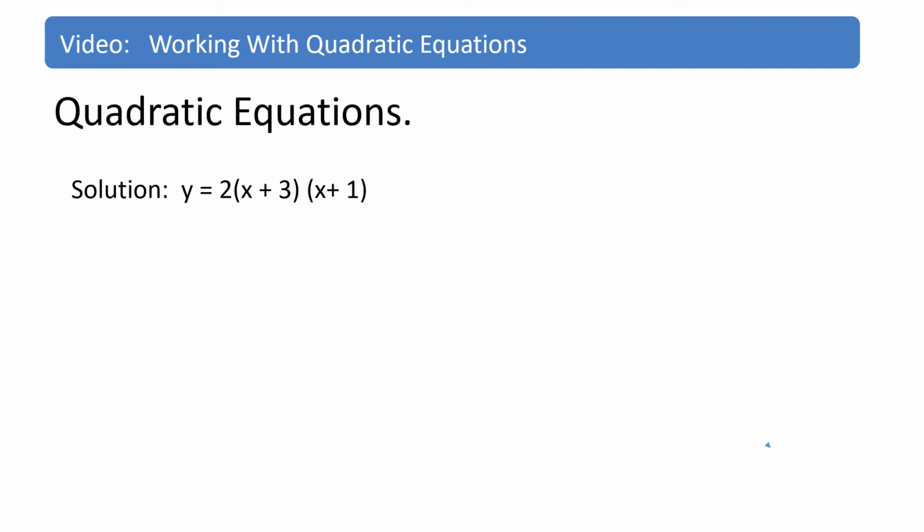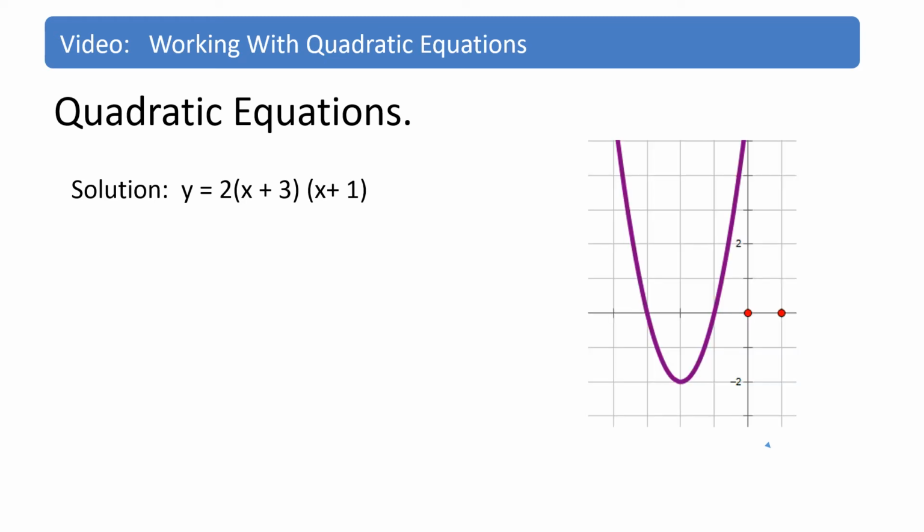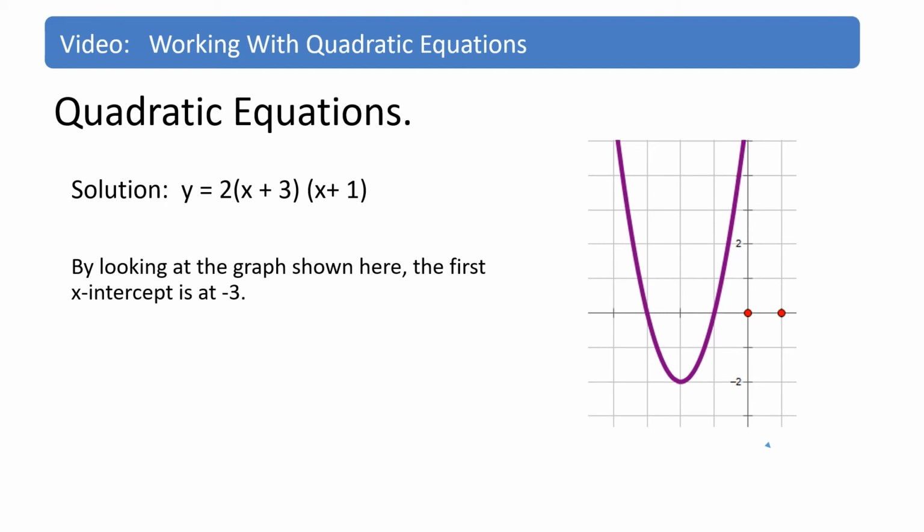Now, let's look at the solution for the function y equals 2 times bracket x plus 3 bracket times bracket x plus 1 bracket. By looking at the graph shown here, the first intercept is at -3. The second intercept is at -1.